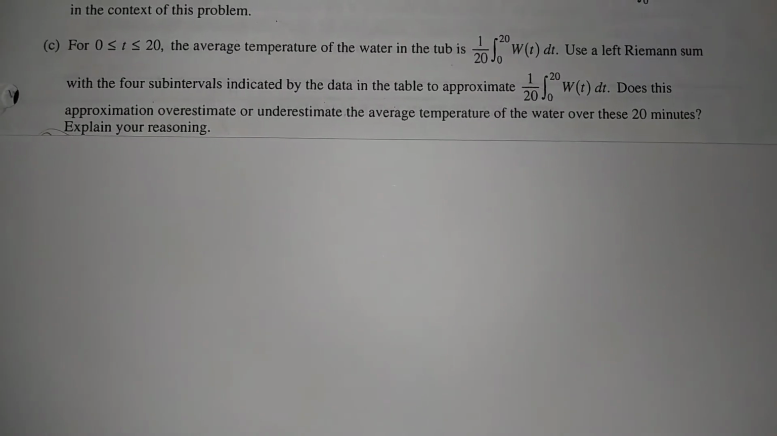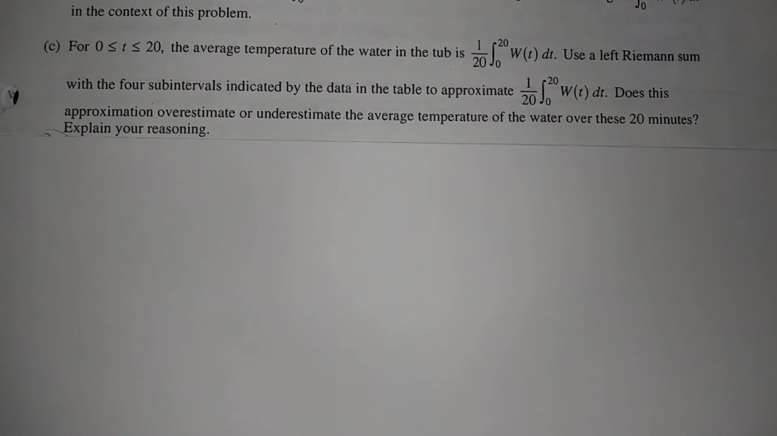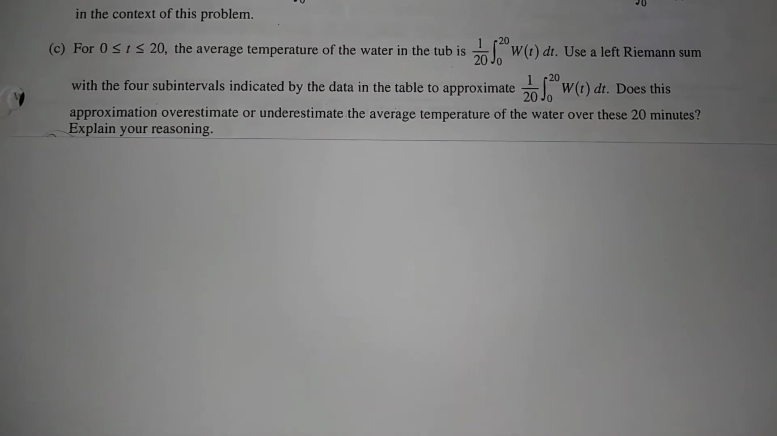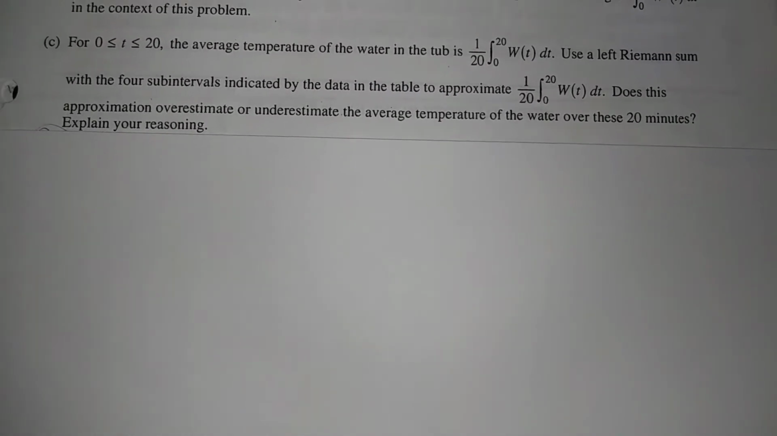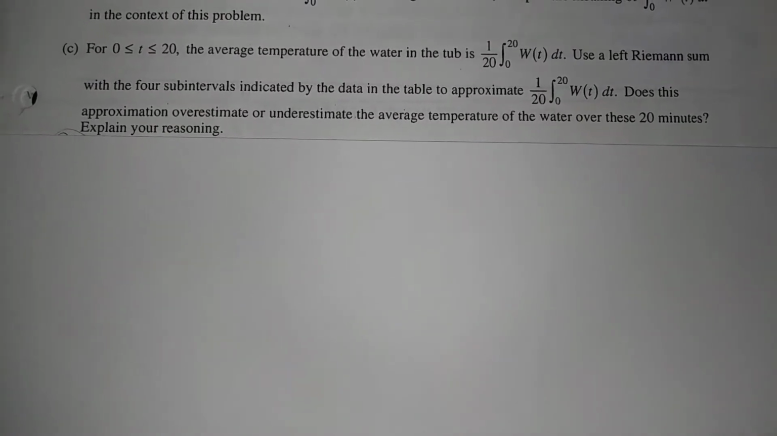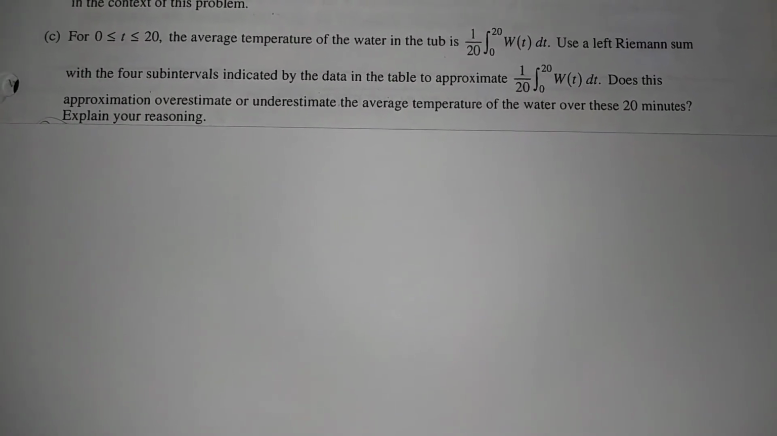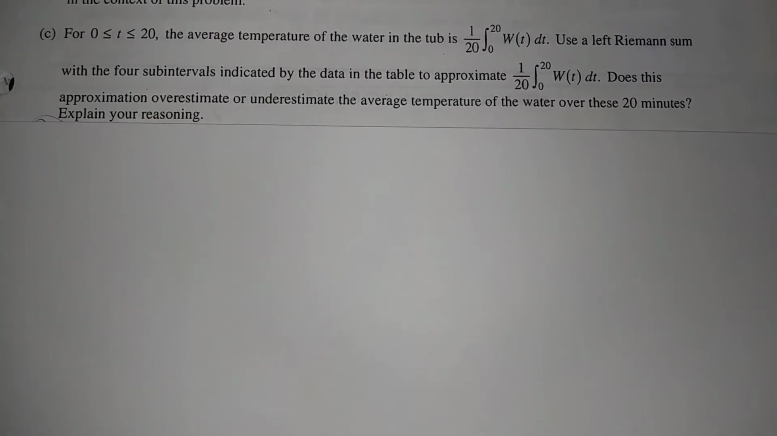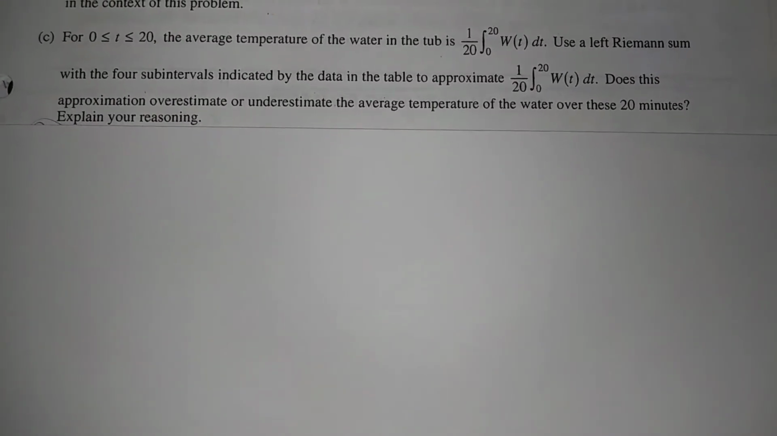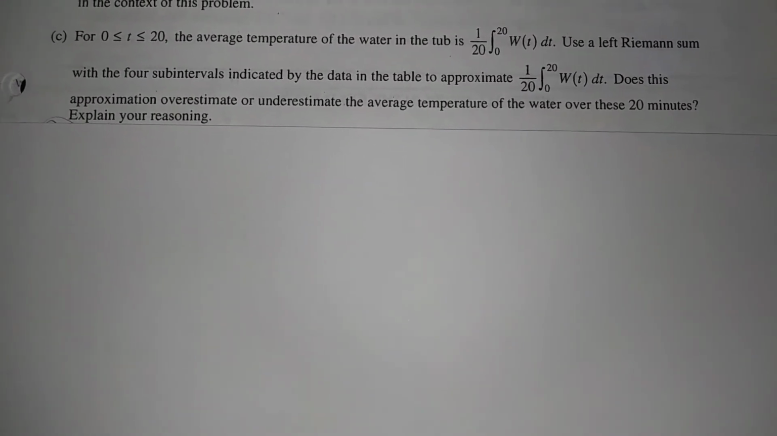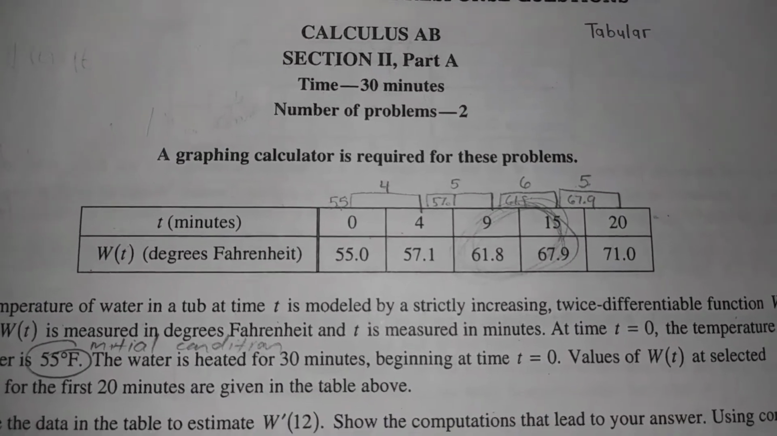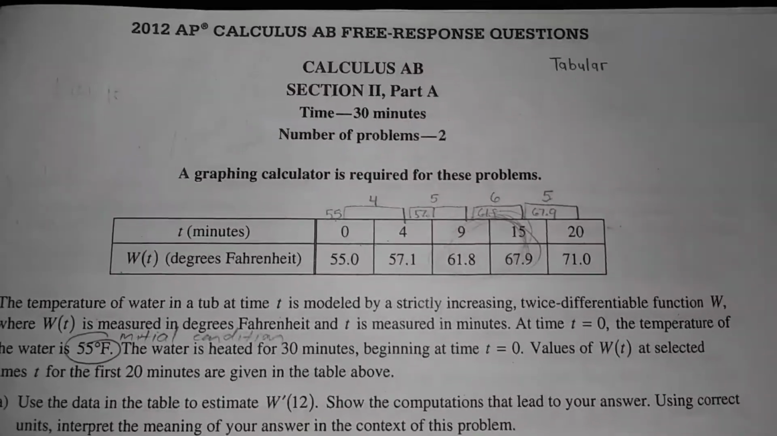For part C, for 0 less than or equal to t less than or equal to 20, the average temperature of the water in the tub is 1 over 20 times the integral from 0 to 20 of W(t) dt. Use the left Riemann sum with 4 subintervals indicated by the data in the table to approximate 1 over 20 times the integral from 0 to 20 of W(t) dt. Does this approximation overestimate or underestimate the average temperature of the water over these 20 minutes? Explain your reasoning. To make things easier for you guys in doing the Riemann sum, I created a special illustration that will help you out.